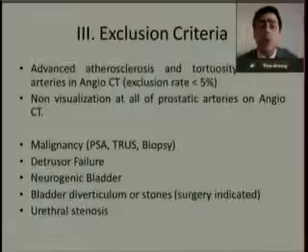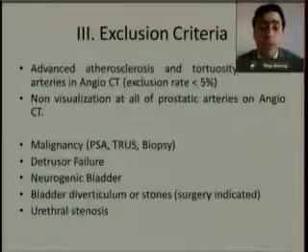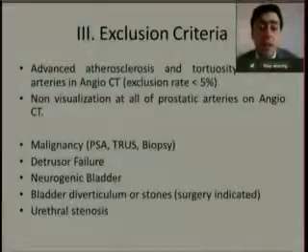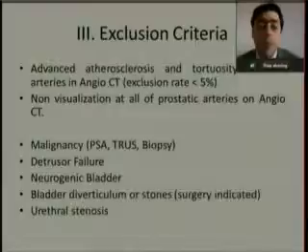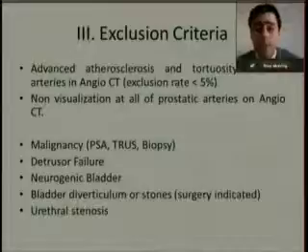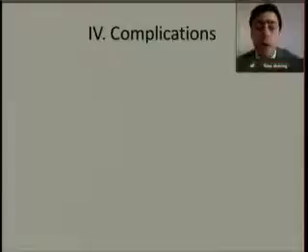So exclusion criteria, we exclude very few patients, with severe atherosclerosis and tortuosity, about less than 5%. Non-visualization of all prostatic arteries on angio-CT is a relative contraindication, and the complete contraindications are malignancy, detrusor failure, neurogenic bladder, diverticulums or stones, and urethral stenosis or other urethral pathology. Next. Next. So we are going to talk a little bit about results.